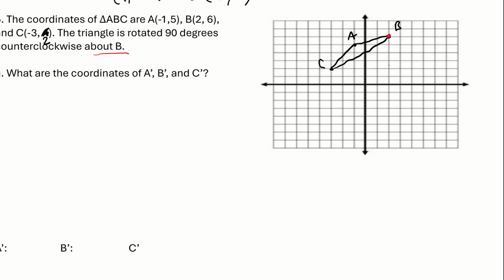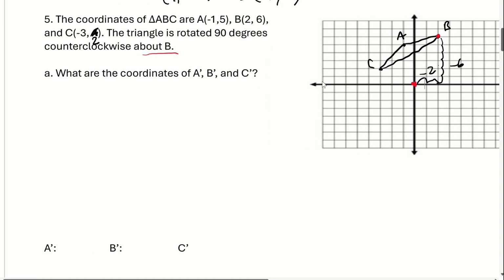I need to move that point from there to there. And so that means I need to move it down 1, 2, 3, 4, 5, 6, and over 2. Now, if I move that down 6 over 2, I got to do that for A and C, right? So I got to do that for all of them. So first things first.